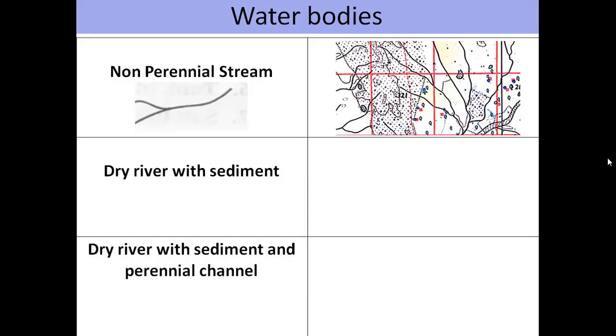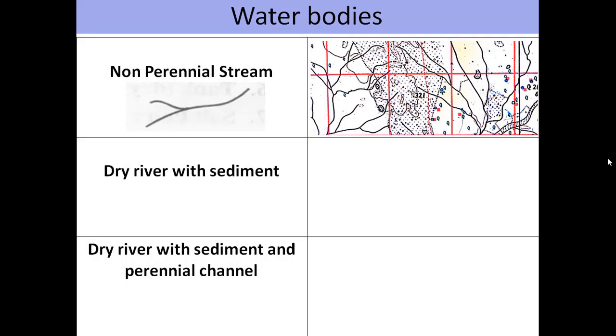Non-perennial stream. Non-perennial stream means these streams are not flowing throughout the year. They only flow during the monsoon. As you can see, the non-perennial streams are marked with black color. All these black color lines drawn on the topographical map represent non-perennial streams. They are dry in nature. In both the 45 D7 and D10 maps, you will find 99 to 100% of the streams are non-perennial in nature.